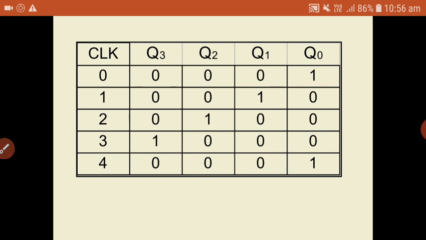An n-bit ripple counter can count a maximum of 2 to the power of n clock pulses, whereas an n-bit ring counter will be counting only a maximum of n clock pulses. Okay, so this is a simple state diagram of a 4-bit ring counter.